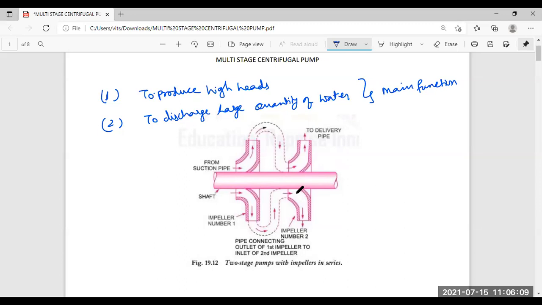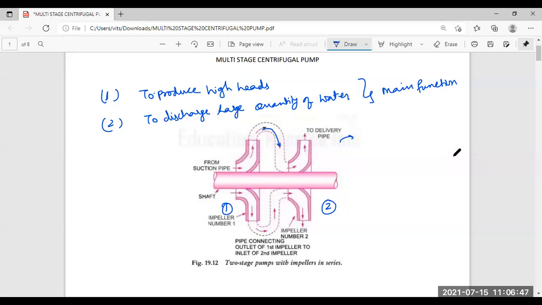So this is the function. This is impeller 1 and this is impeller 2. Initially, low pressure water enters impeller 1, where the pressure of the water is increased. This is the inlet and this is the outlet. High pressure water then enters impeller 2 and then it is delivered. This is the function of the impellers.